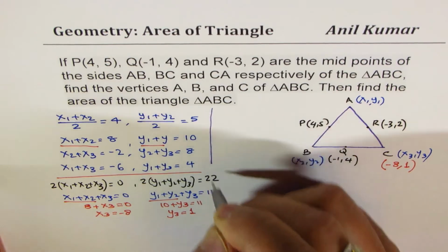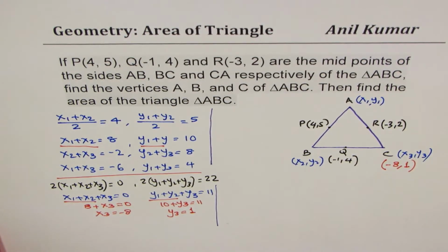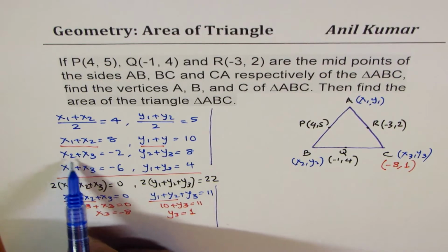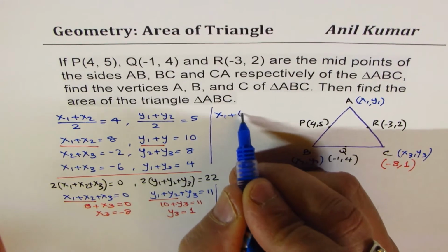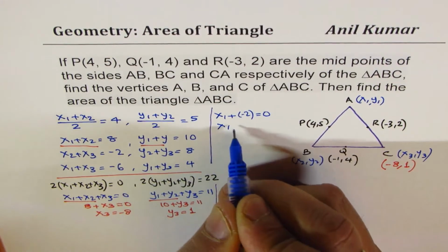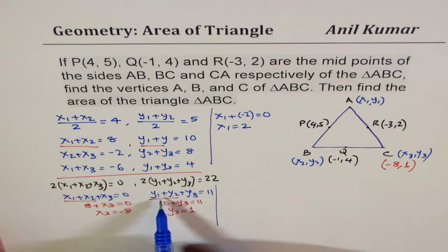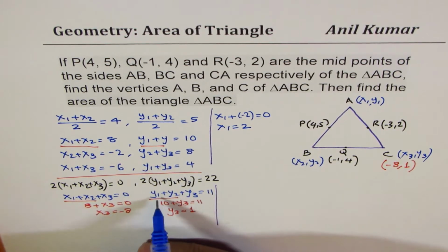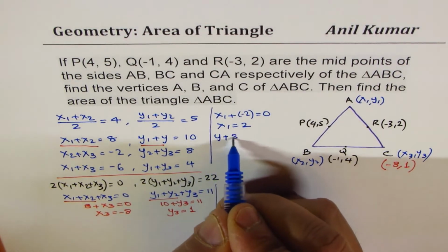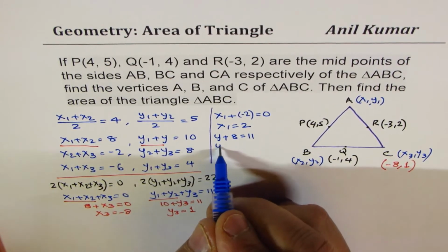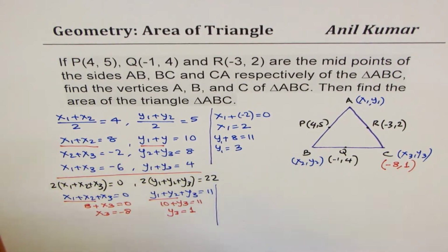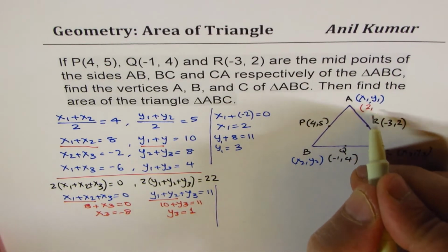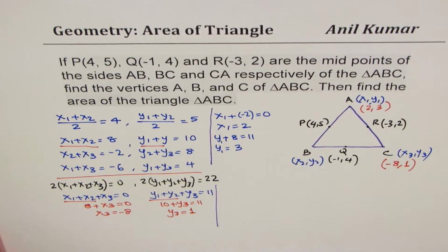Okay, let me complete this part. Now we can substitute x2 and x3 here. So we get x1 plus x2 plus x3, where x2 plus x3 is minus 2, equals 0, so x1 equals 2. Now if I substitute for y2, y3, I get y1 plus 8 equals 11, right? So y1 equals 11 minus 8, which is 3. So that point for us is 2 and 3, correct?